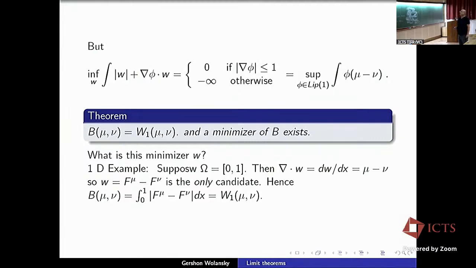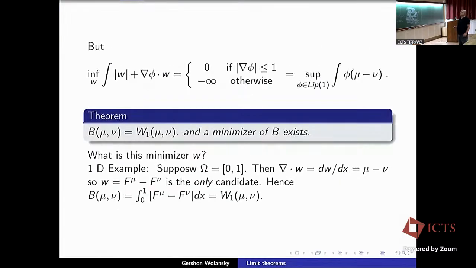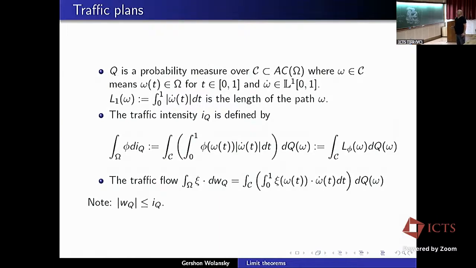Now I say a few words to understand and appreciate the meaning of this minimizer W. Let me give you another formulation of a traffic plan. We may look at the problem as a measure on a set of paths on the space. So consider the set of paths, of functions whose derivative is in L1, into the space.